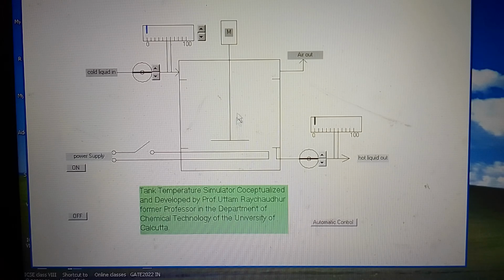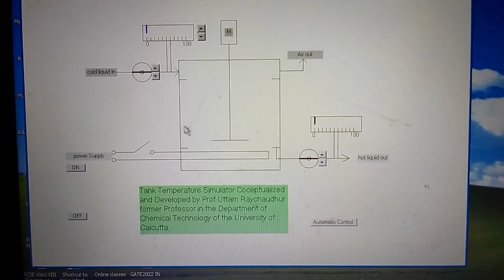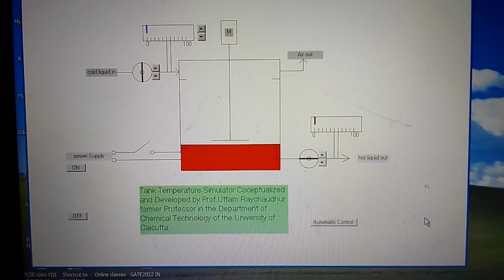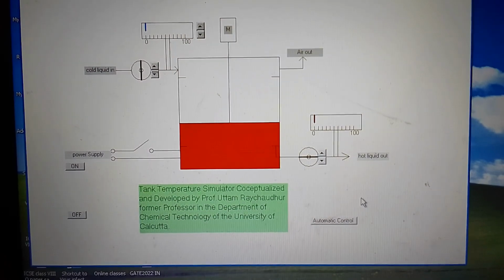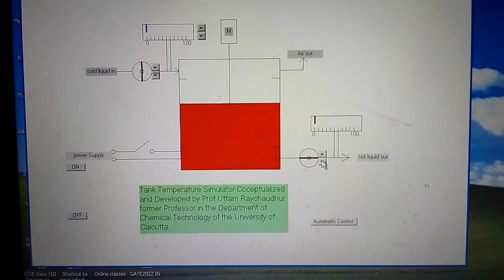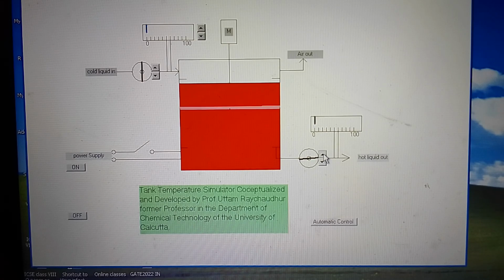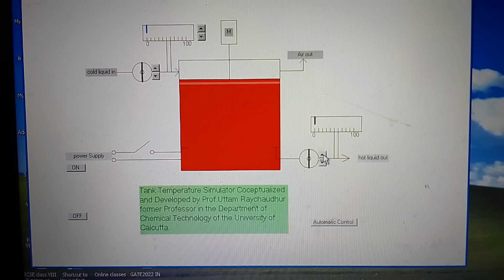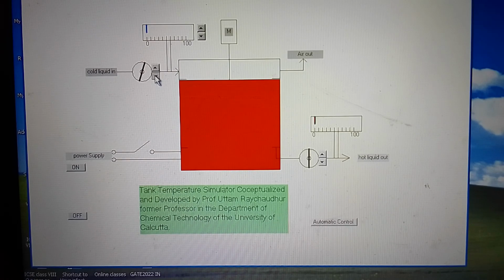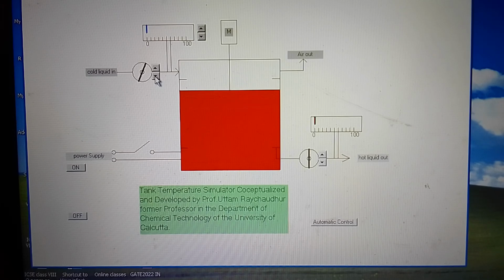So this is a tank and a mixer motor is operated to have a uniform temperature after the liquid has entered. Initially some liquid is entered, and we try to control the level of this liquid with the help of this exit drain valve by opening it anti-clockwise. You can also adjust the inlet valve so that the level will come down. Say let it be 50%.